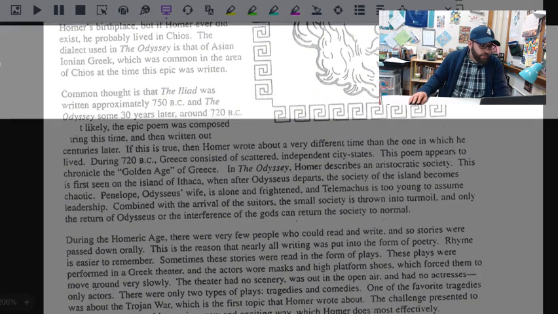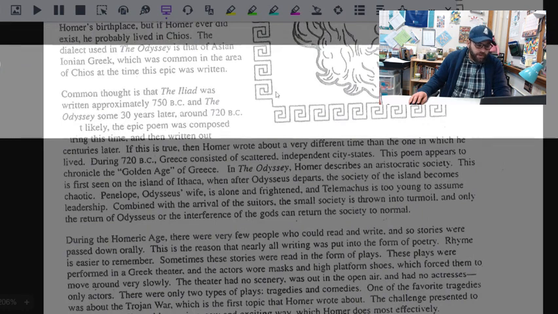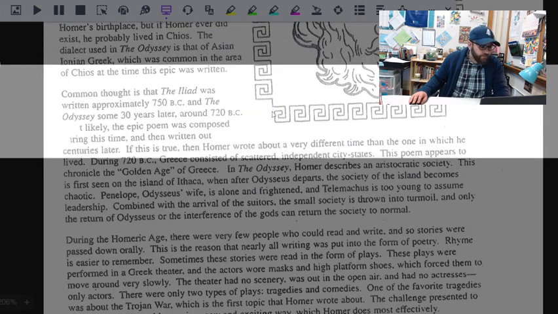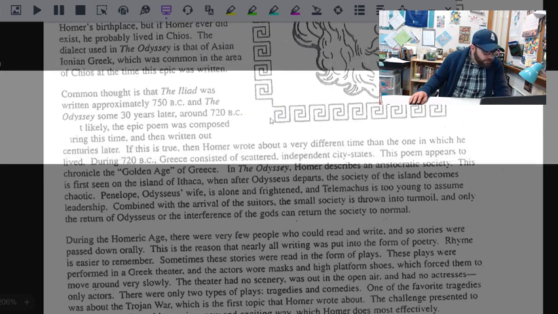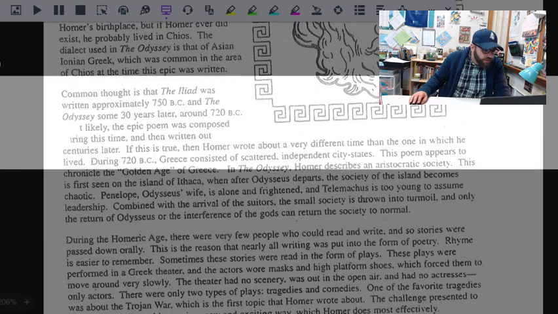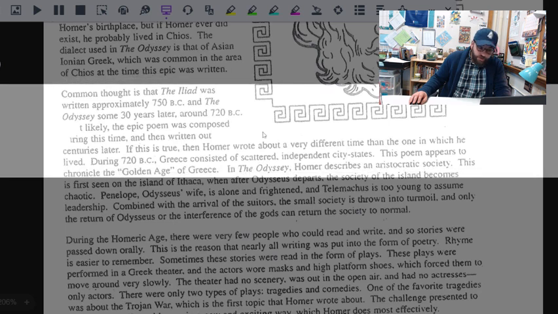Common thought is that the Iliad was written approximately 750 BC and the Odyssey some 30 years later, around 720 BC. So something likely the epic poem was composed during this time and then written out centuries later.